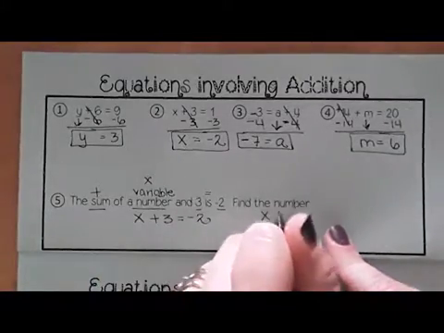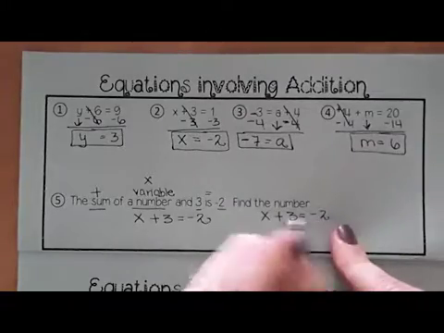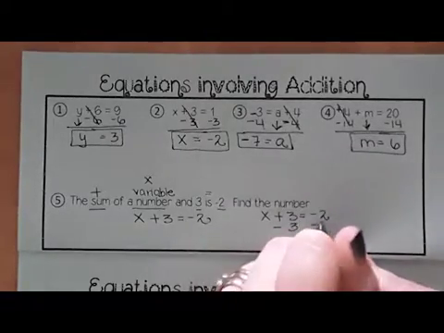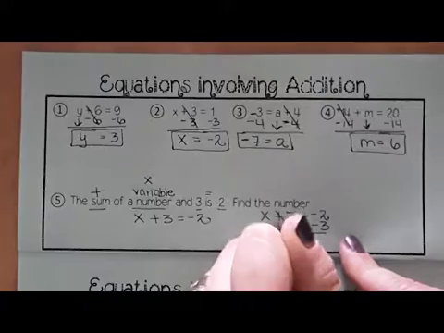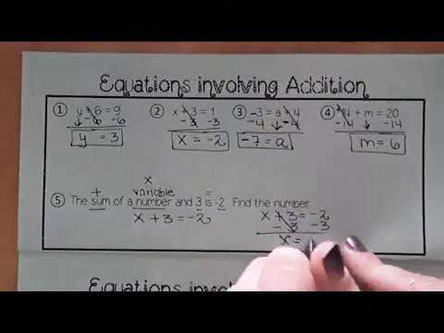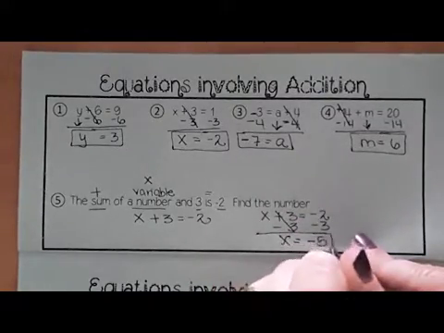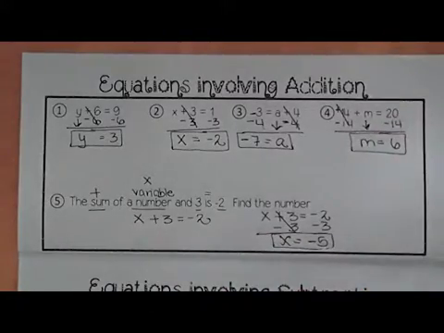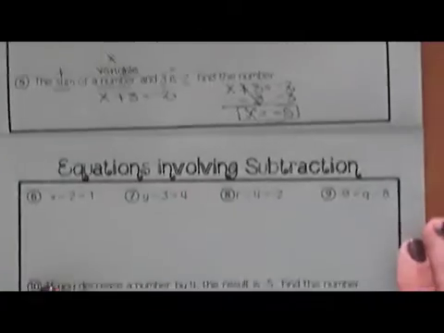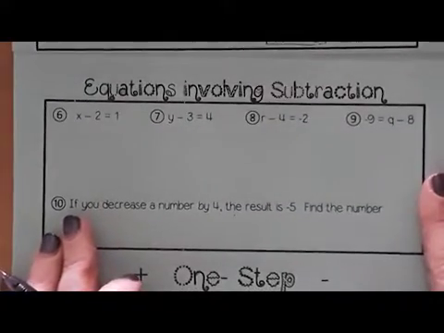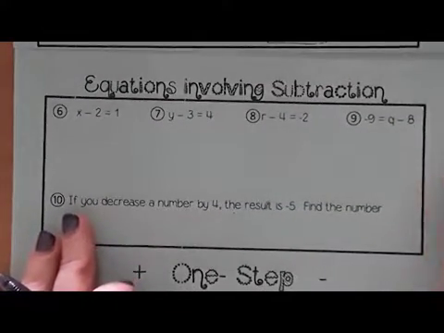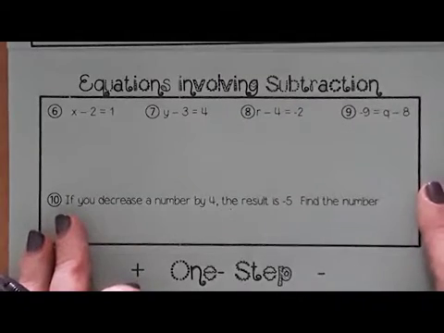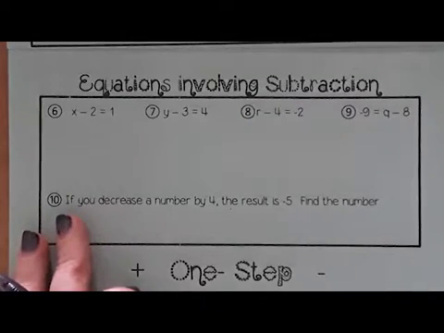So I'm going to say x plus 3 equals negative 2. Subtract 3 from both sides. 3 minus 3 is 0. So x is equal to negative 5. All right. So we talked about addition. Let's talk about subtraction. So if we did the opposite with addition, what are we going to do with subtraction? The opposite. Opposite of subtract is to add.